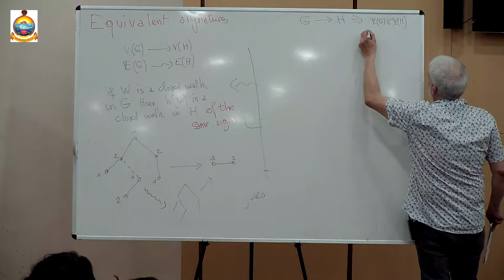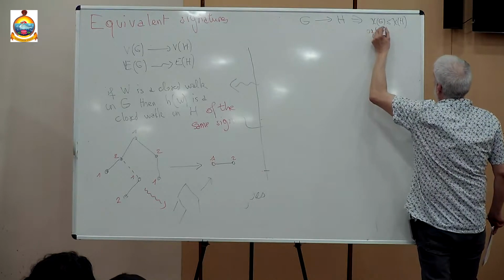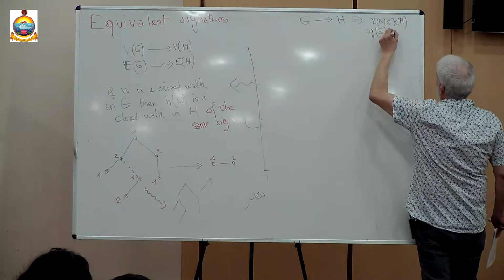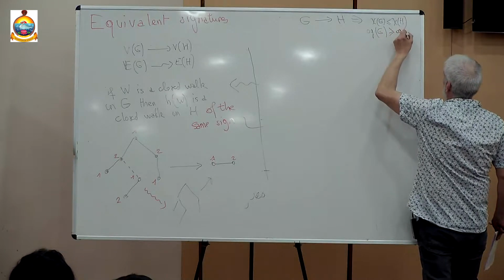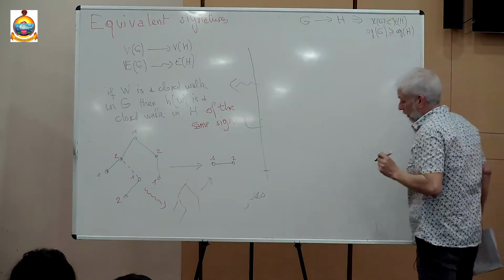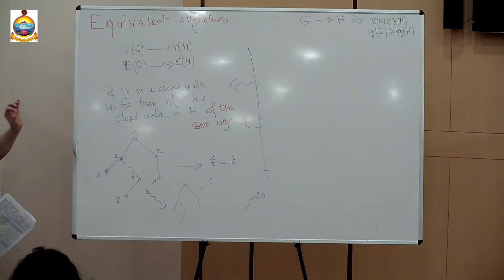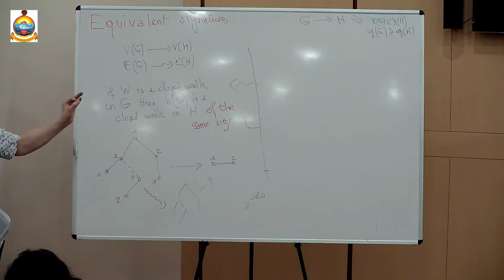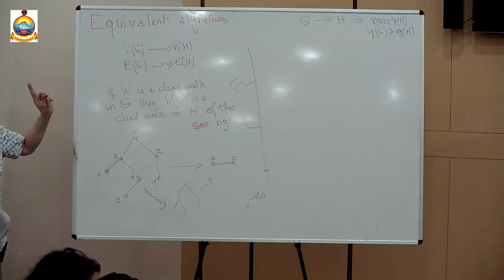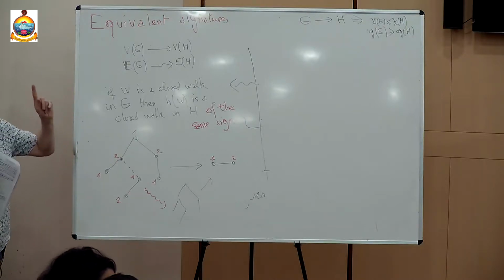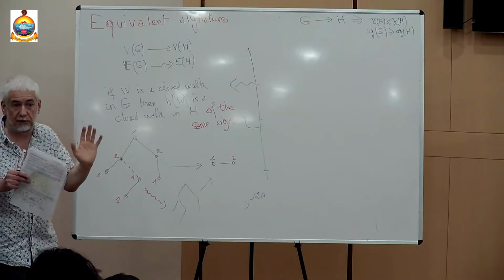And you also know that the odd girth of G is at least the odd girth of H, where the odd girth is just the smallest length of an odd cycle. So this is not the usual girth, which is the length of a shortest cycle.